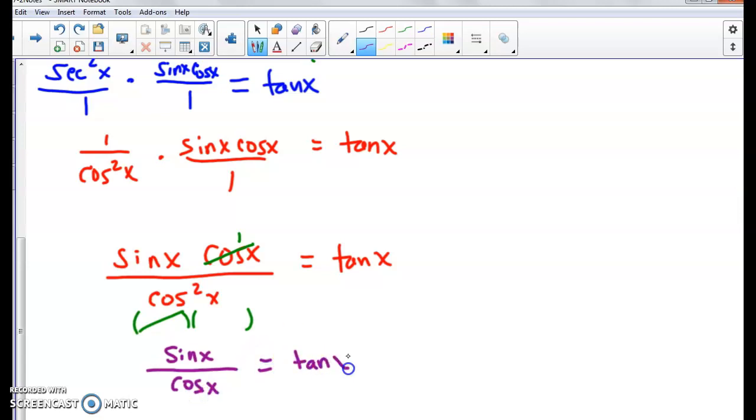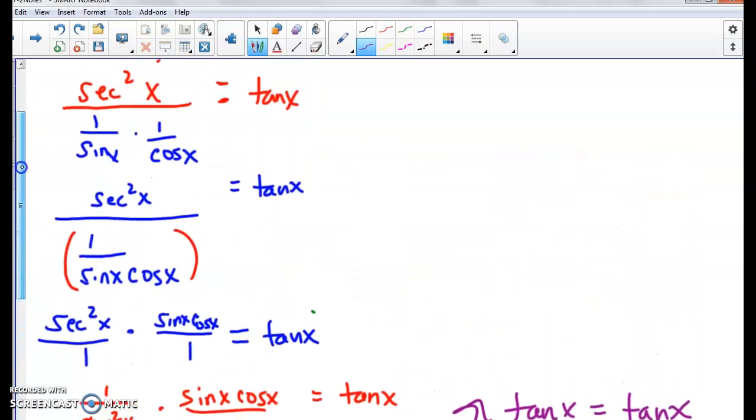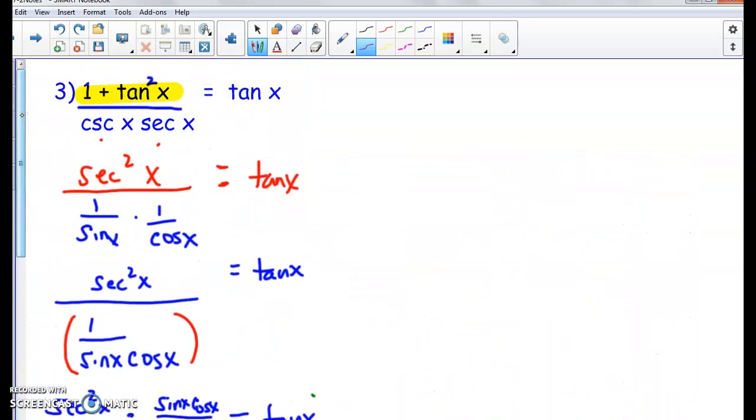And that looks really good because now I'm going to draw a big arrow. We know the definition of sine divided by cosine is tangent. And so I have finally made it to the point where I can say, yes, the original problem is definitely a true trig identity. I just showed the left side is equal to the right side.